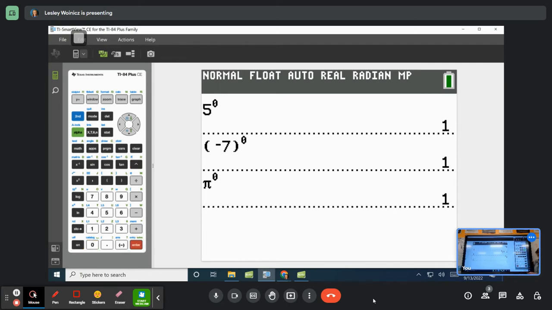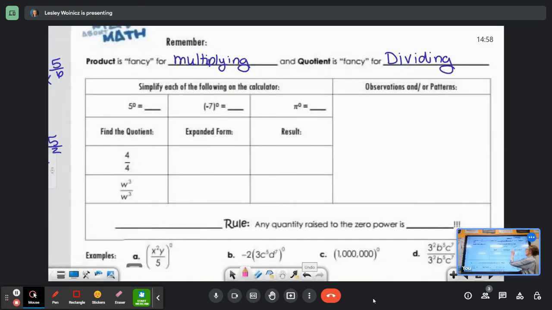Ta-da! You guys were right. It's 1. So 5 to the 0 is 1. -7 to the 0, also 1. Pi to the 0, 1. What do you think is going to happen to anything we pick and raise to the 0 power? They all equal 1.